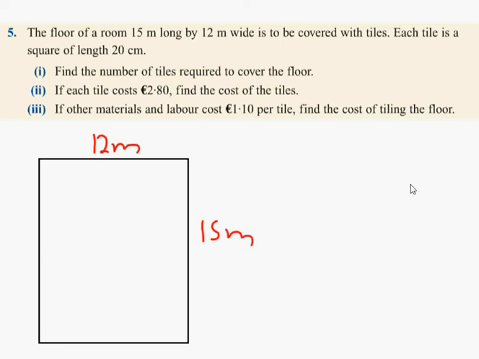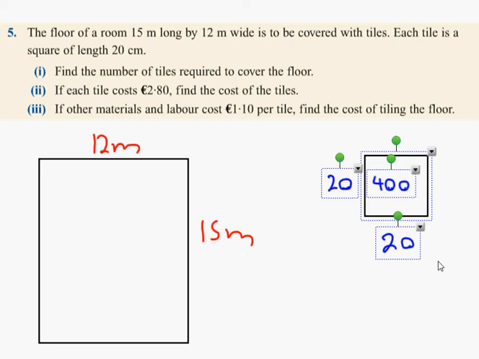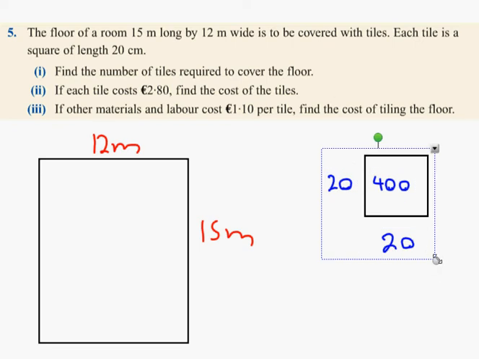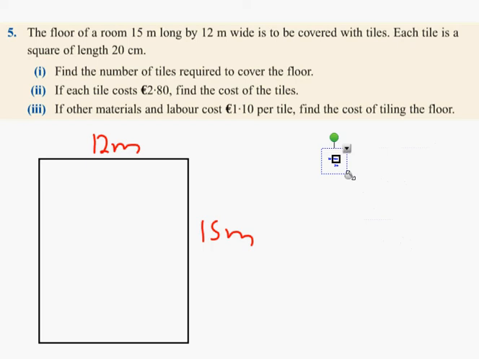Now the tile is in centimetres, isn't it? So what's the size of one tile? Remember, it's not drawn to scale. 20 by 20 is 400. And if I was to shrink these down, you have to see how many of these will fit in. Do you understand? How many of them can you fit into your bigger rectangle?